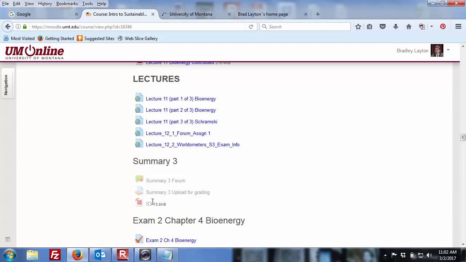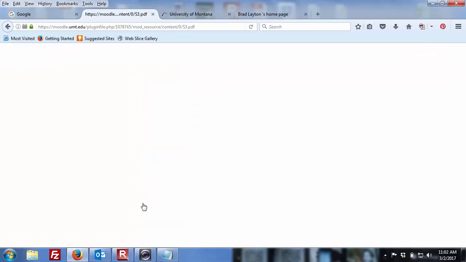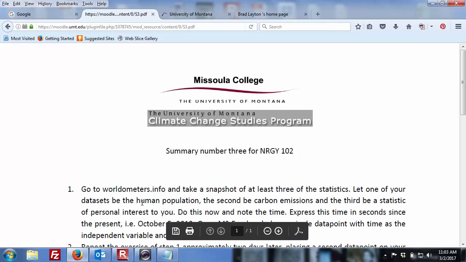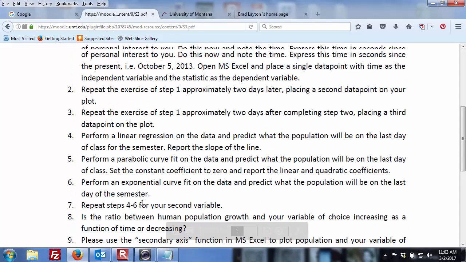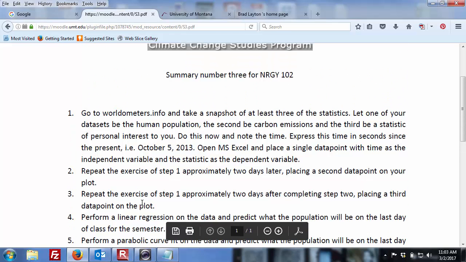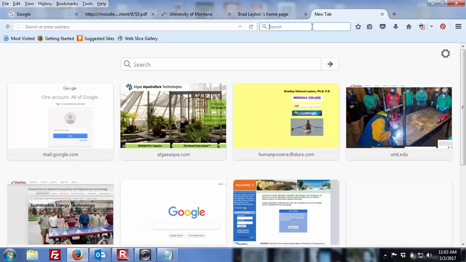I'll go ahead and click it. I haven't made it visible yet, but here it is. Okay, so what we're looking for, if you took 101, some of this is a little old hat for you, and there are videos out there for it, but I'll go ahead and run through the brief version of the exercise. So we're going to go to worldometers.info.